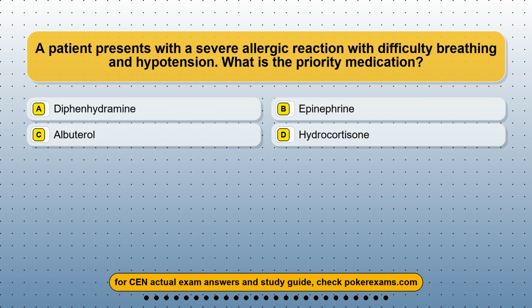Question 6. A patient presents with a severe allergic reaction with difficulty breathing and hypotension. What is the priority medication? Option A, diphenhydramine. Option B, epinephrine. Option C, albuterol. Option D, hydrocortisone.